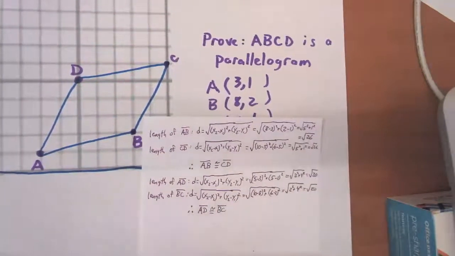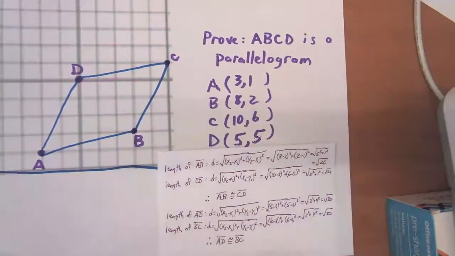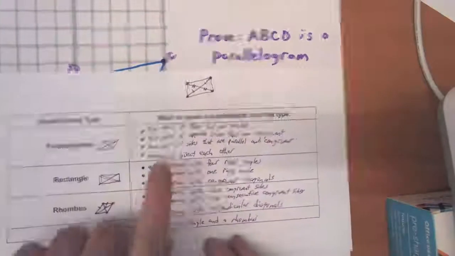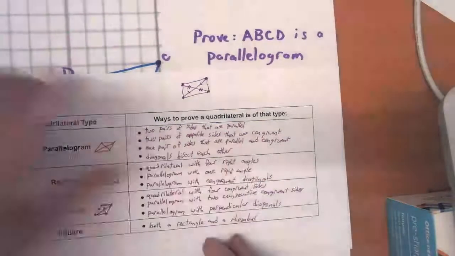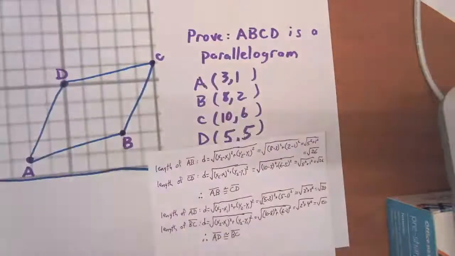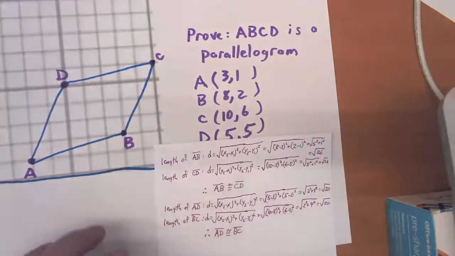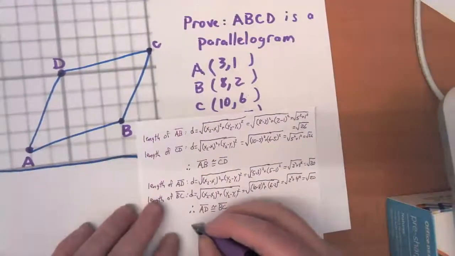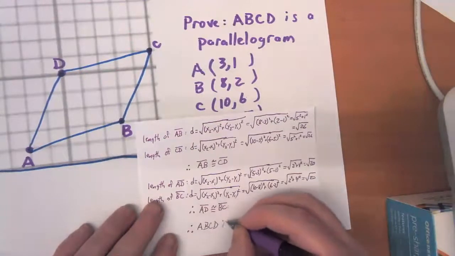Is this enough information for us to conclude that this is a parallelogram? Well, yeah, because one of the things we know is that in a parallelogram, we have two pairs of opposite sides that are congruent. And that's exactly what we've shown here. We've shown that AB is congruent to CD and AD is congruent to BC. So therefore, ABCD is a parallelogram.